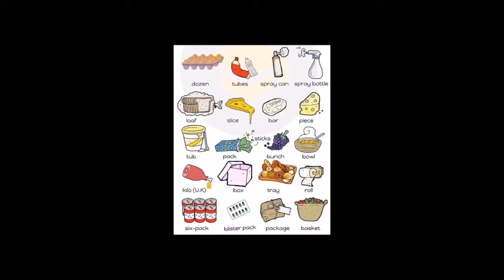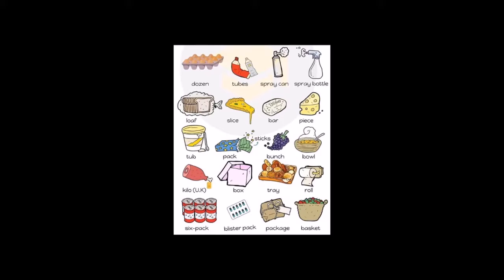We have as well the loaf, which is a measure that we use for bread. The slice, which is a thin portion of something that can be, for example, a slice of bread, a slice of ham, or a slice of pizza. We have a bar that can be either a bar of soap or it can be also a bar of chocolate, right? We can say chocolate bar or a candy bar.